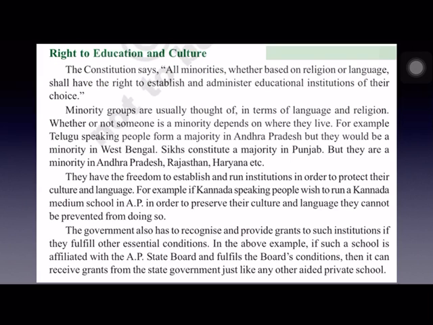And they have the freedom to establish and run these institutions in order to protect their own culture and language. The government also has to recognize and provide grants to such institutions. When minorities establish such educational institutions in other states, they are to be protected by the government. By granting government aid to such schools, the government should protect such institutions.